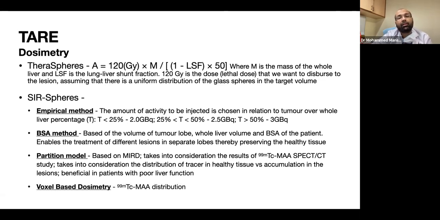The next dosimetry calculation method is the voxel-based method, where you see the accumulation of the radiopharmaceutical voxel by voxel. It is calculated, and this helps us in delivering a high radiation dose to the tumor and giving a less radiation dose to the healthy tissue. So this is the most advanced method available.